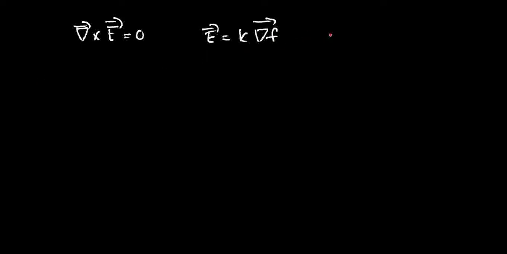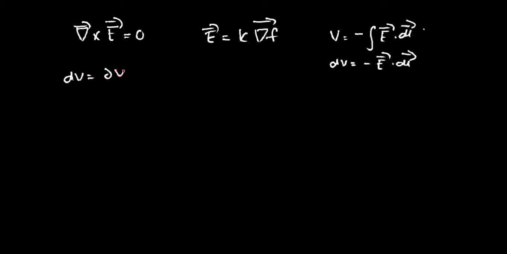For that, let's take the help of the potential V, that is V is equal to minus integral from infinity to capital R of E dot dl. Differentiate on both sides. What do you get? You get dV as minus E dot dl. We are convinced of the fact that V is a scalar function. From vector calculus, dV can be found as dou V by dou x dx plus dou V by dou y dy plus dou V by dou z dz.